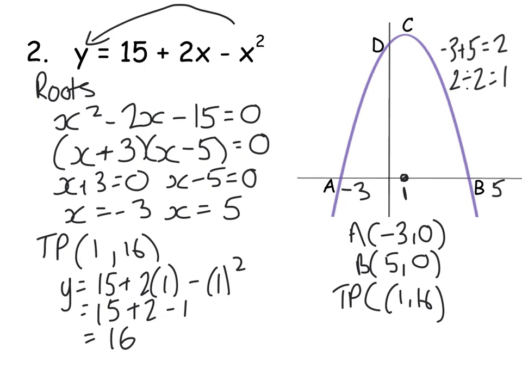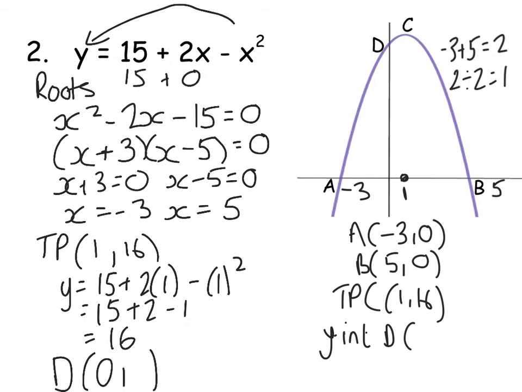If your numbers didn't match the picture, then have a wee bit of a check of what you've done. So that's just got my turning point. The last thing to do is get D, my y-intercept. Now, remember what I said in the last example? Your y-intercept is literally the numerical part of y. So to get the y-intercept, remember that is going to be 0 something. So you sub 0 into your original equation. So that would give you 15 plus 0 minus 0, which is just the 15.